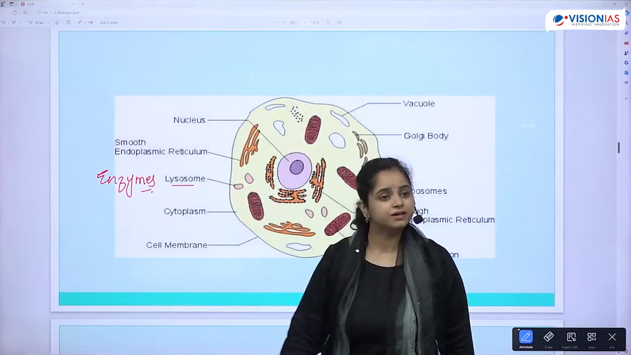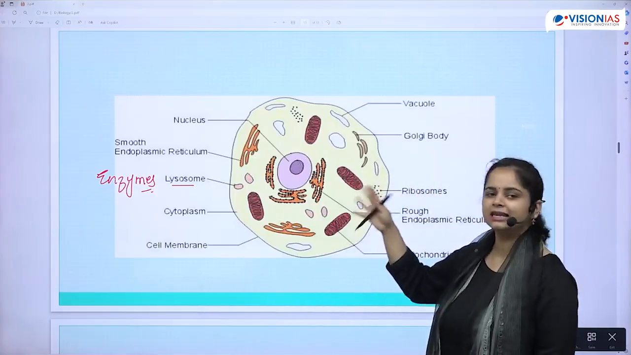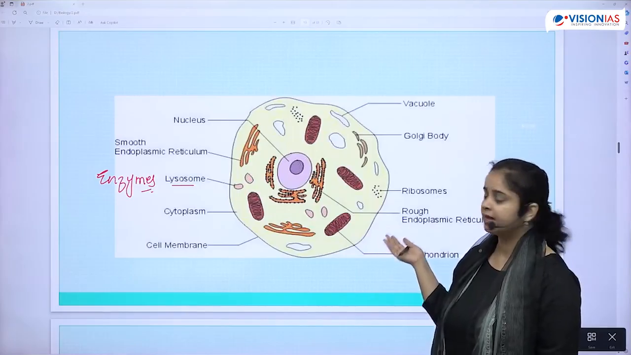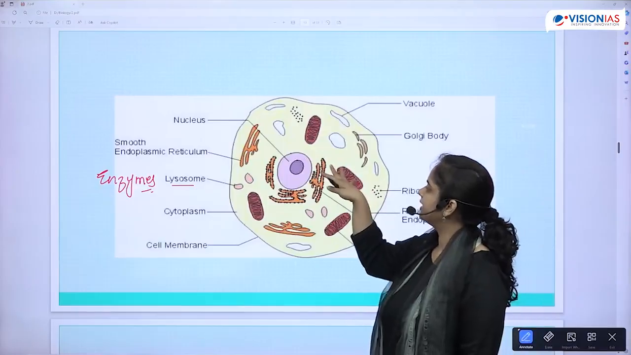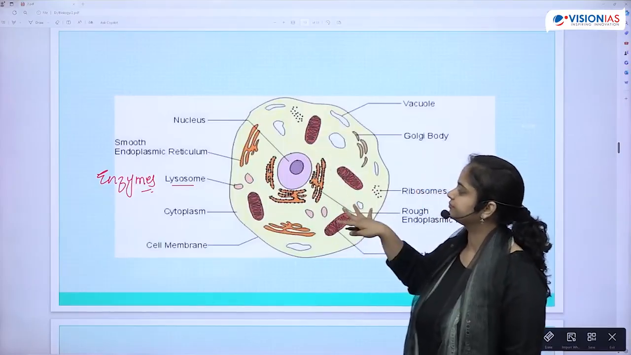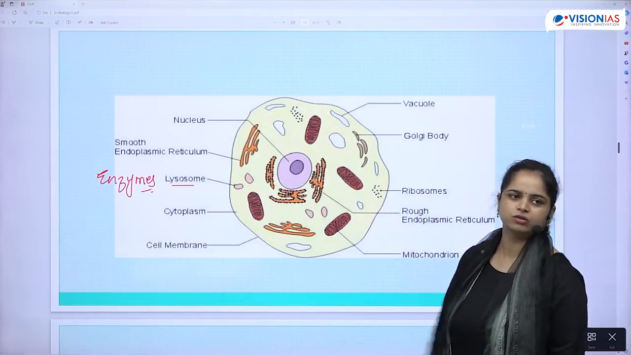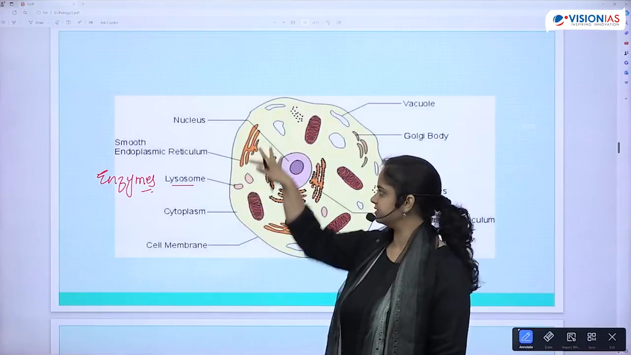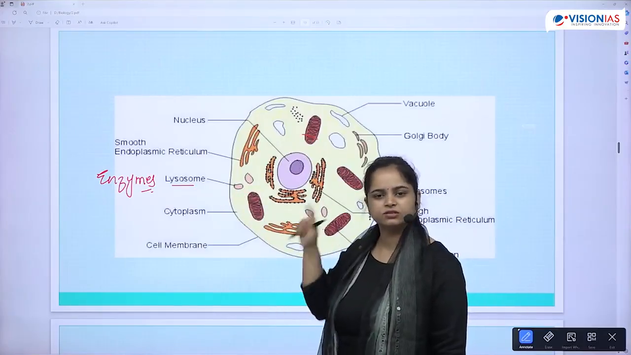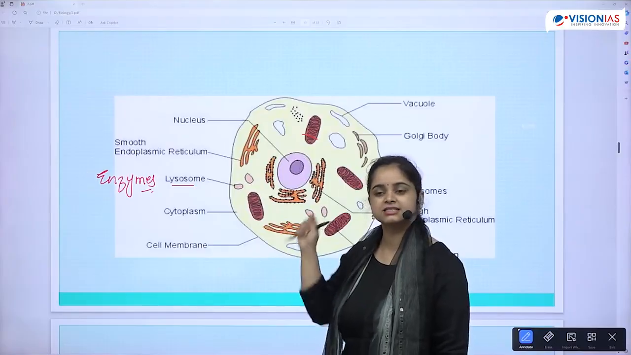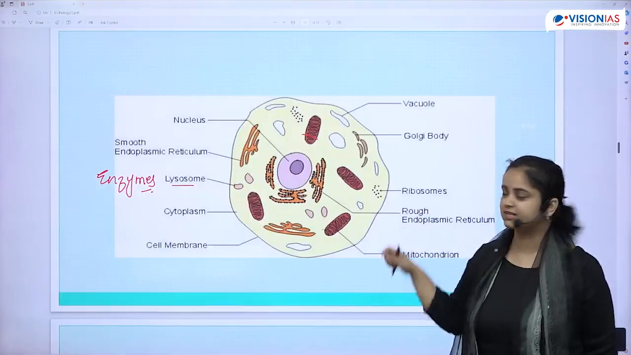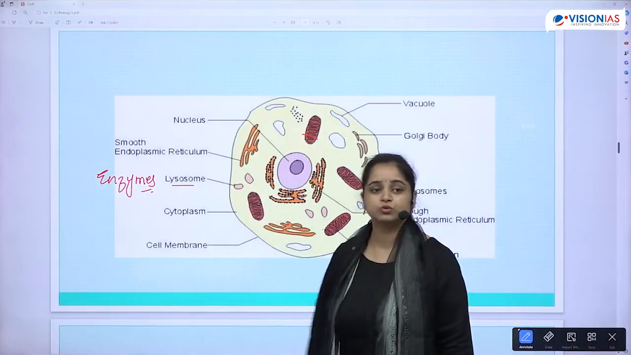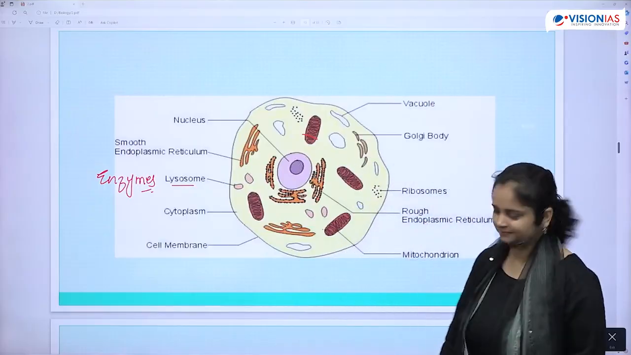And in very severe cases, suppose the whole cell is not working properly, then it can break down the whole cell. How? Lysosome will open, all the enzymes will come into the cell, and the whole cell will be destroyed. So this is the cell killing itself, the cell committing suicide. Lysosomes are called suicide bags of the cell.